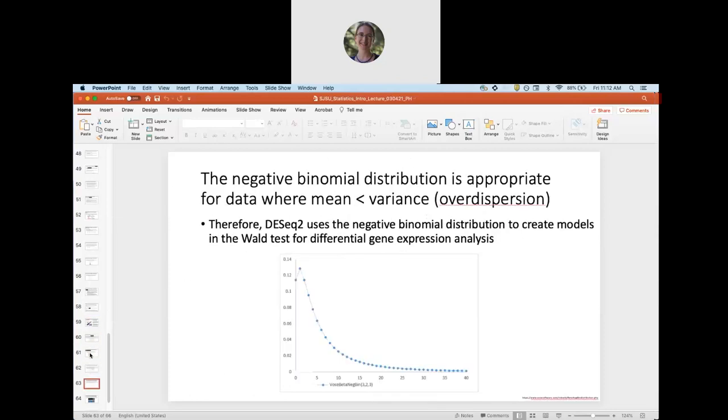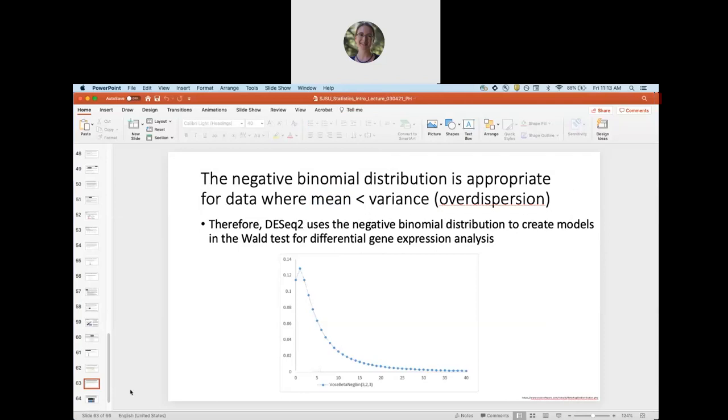So the negative binomial distribution is specifically appropriate for data where the mean tends to be less than the variance. And that's what we see. I haven't really talked about this, but this is a known characteristic of RNA sequencing data where the mean of your data set is much less than your variance, right?